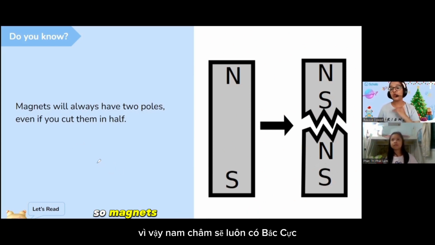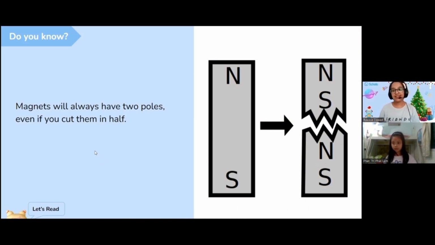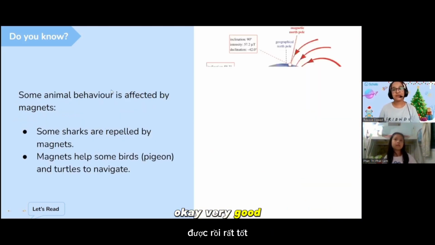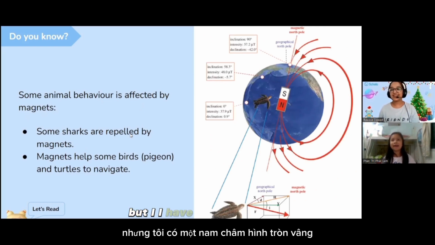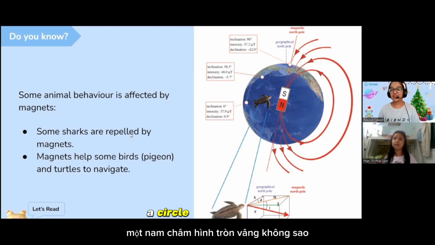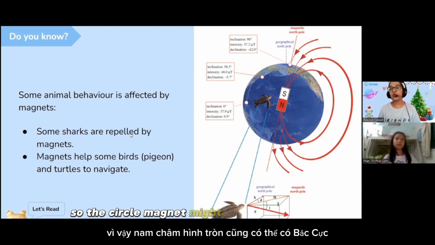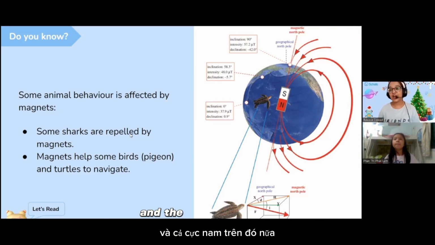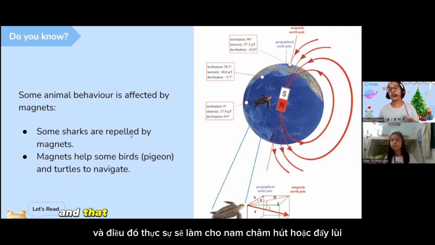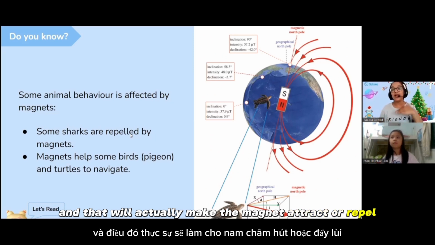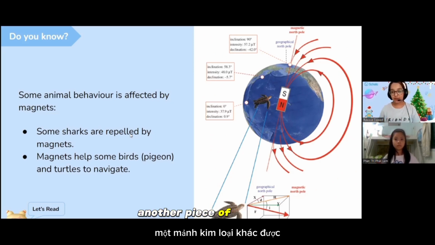Okay, very good. So magnets will always have the North Pole and the South Pole. Okay, very good. But I have a circle magnet. Yes, a circle magnet. Yes, okay. So the circle magnet might also have the North Pole and the South Pole on it too, and that will actually make the magnet attract or repel another piece of metal.